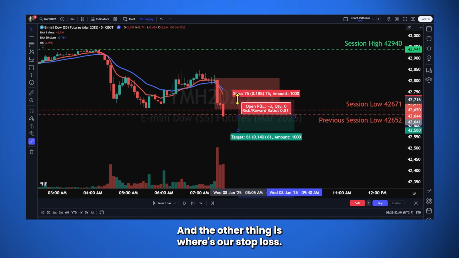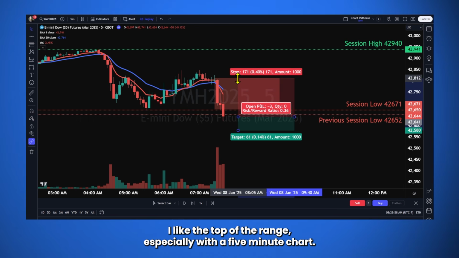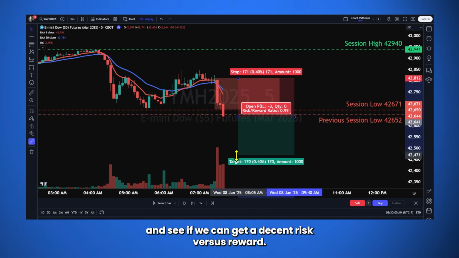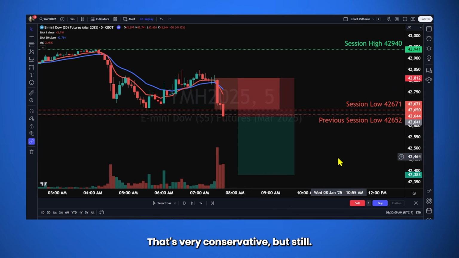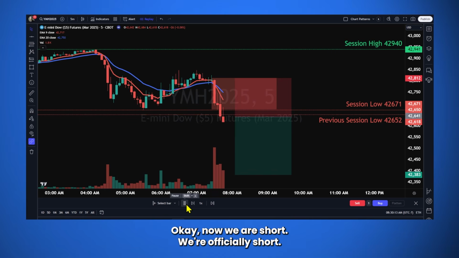And the other thing is, where's our stop loss? We could put it above the first candle, the second candle, or the top of the range. I like the top of the range, especially with a 5-minute chart. And let's go ahead and line this up and see if we can get a decent risk versus reward. I'll go ahead and leave it right there, 1.5 to 1. That's very conservative, but still not too bad of a trade. So let's take the trade and see exactly what happens. Okay, now we are short.